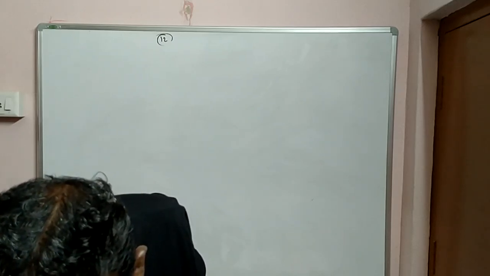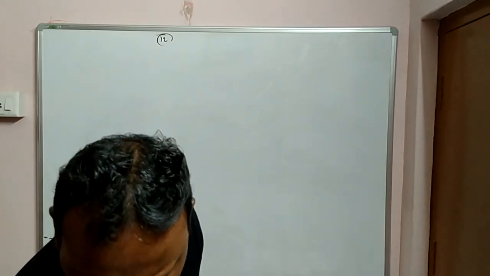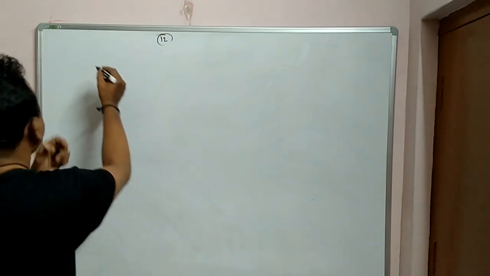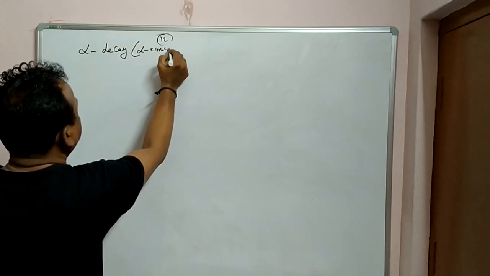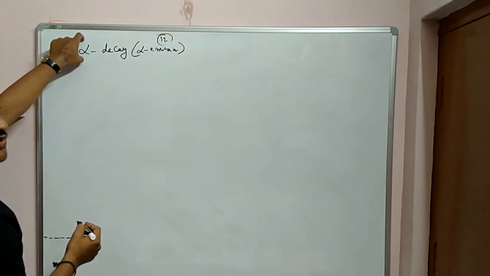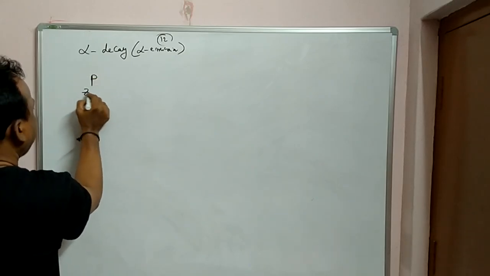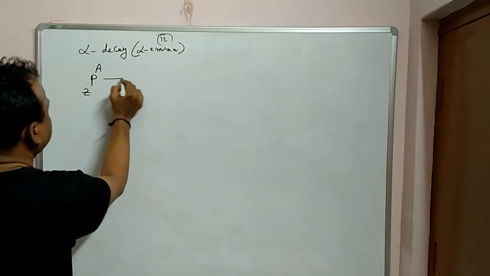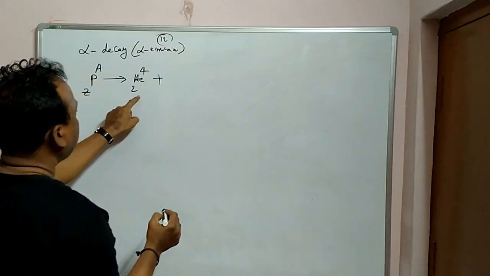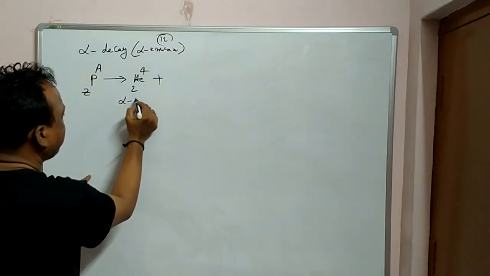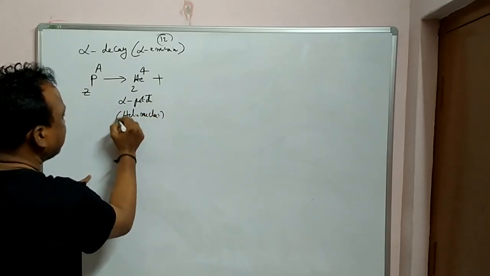Alpha, beta and gamma decays. Right. Now let us try to understand what alpha decay is. Alpha decay or alpha emission. Generally, in the definition of alpha decay, we will define it like this. Suppose this is the parent nucleus, this is the atomic number of the parent nucleus, this is the mass number. Now during alpha decay what happens? A helium nucleus is emitted; an alpha particle is nothing but a helium nucleus.